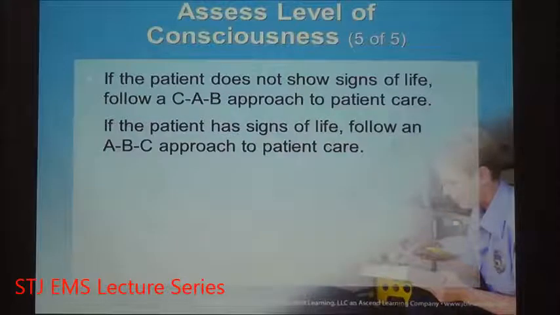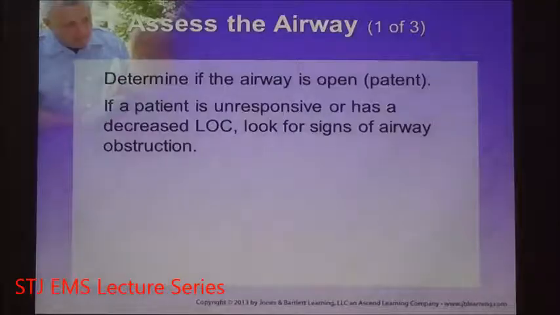Now, if they're not showing any signs of life, instead of the ABC approach, we do the CAB, which is circulatory check first, then airway, then breathing. Otherwise, if they're showing signs of life, it's A, B, and C. So breaking down A, B, and C again, with airway, determine the airway's open. If they're talking to you, it is open. If they're unresponsive, we're going to have to take control of it. Look for signs of airway obstruction.